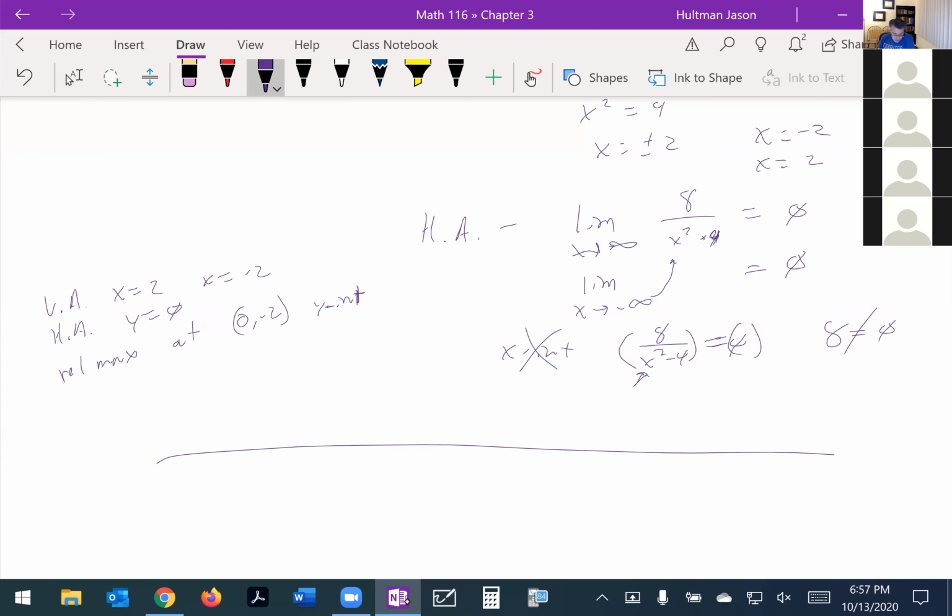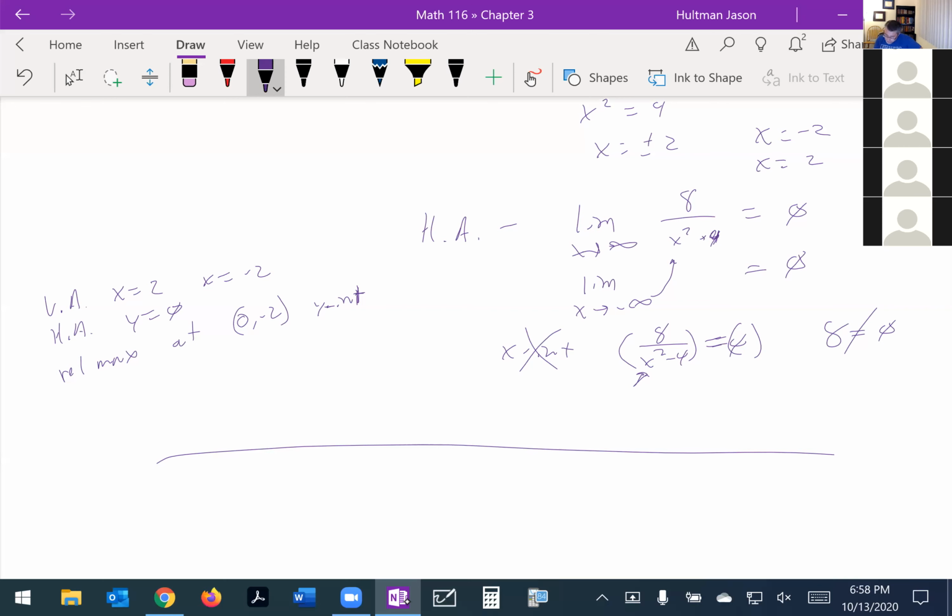That's kind of interesting. No x-intercepts here, which kind of makes sense because there's a horizontal asymptote at 0. It just means that this never crosses the x-axis.